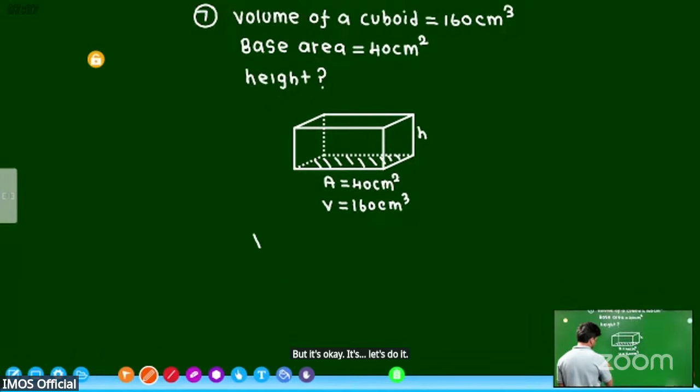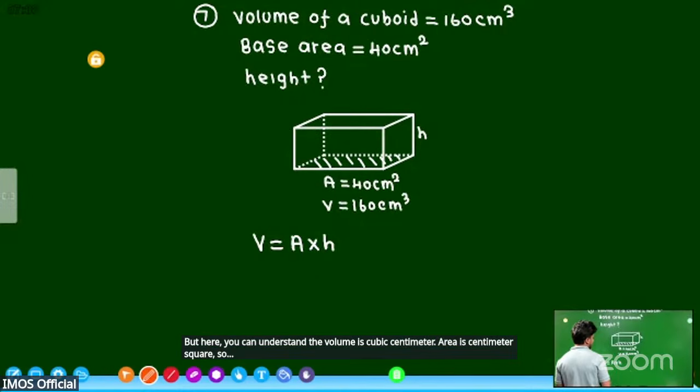So volume is equal to base area into height, right? But here you can understand the volume is cubic centimeter. Area is centimeter square. So I can substitute the values.